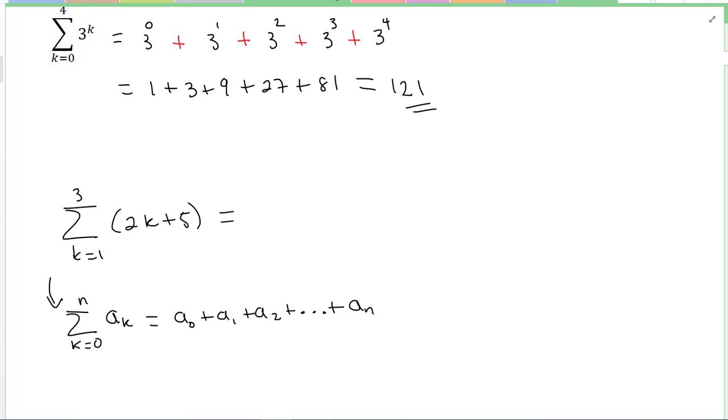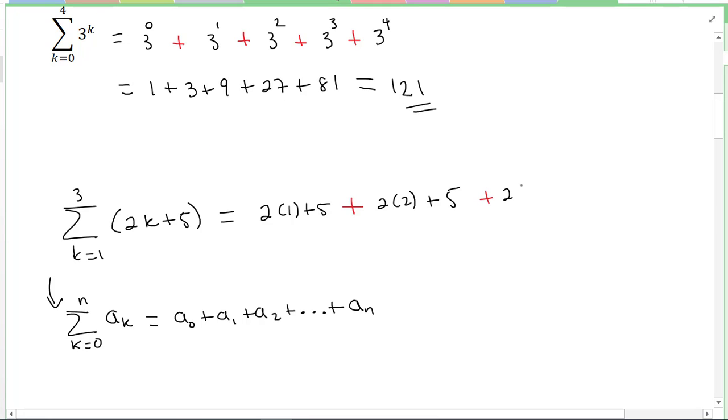So here, starting with k equal to 1, this is going to look like 2 times 1 plus 5. So that's my first term. And then the sigma means I'm going to add them. So plus, then when k is 2, 2 times 2 plus 5. Plus, so that's my second term. And now the third term, 2 times 3 plus 5. Do I keep going? No, right? This says start at 1 and end at 3. So that's as far as I'm going to go.